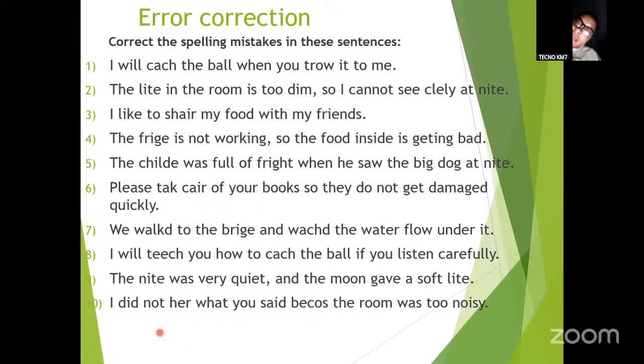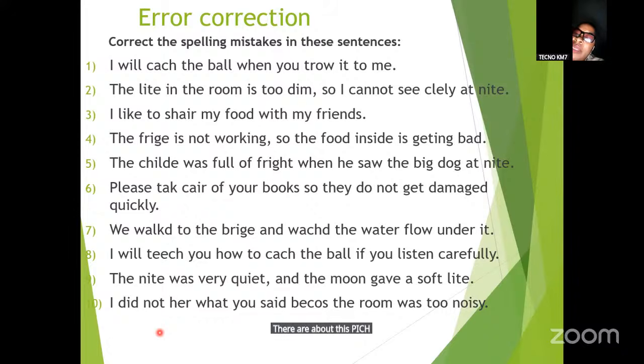Okay, no problem. Then there is pear, P E A R. Is that the pear we are eating? Yes. Okay.